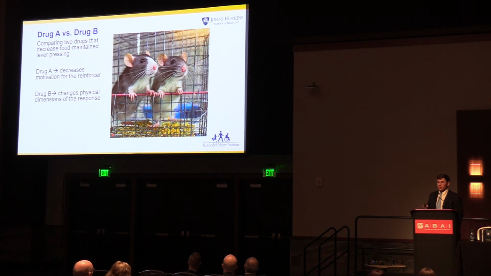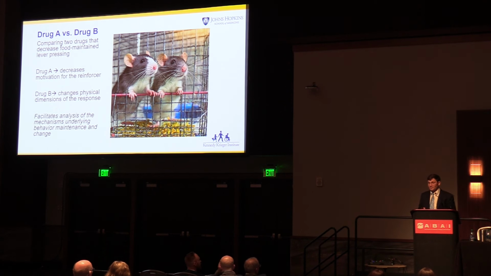And you might see that drug B also produced the exact same level of decrease in total response rate, but if you see that it's changing the within-bout response rates, that's telling us that the motivation for the reinforcer for drug B remains intact. What's actually changing is the physical dimensions of the response. Perhaps the response has just become more effortful for the animal now. So this is a method that facilitates the analysis of a variety of different mechanisms underlying behavioral persistence and change, which is potentially why it might be interesting to apply this framework to study automatically maintained self-injurious behavior and these subtype-specific differences.